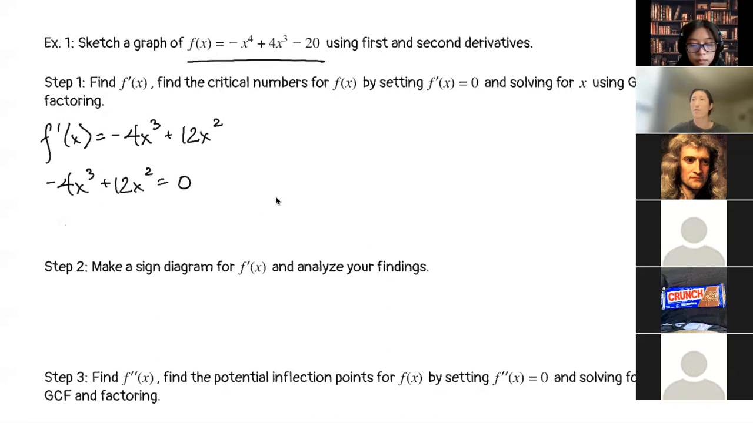I could factor out a 4x. We could do one better. What else can we factor out? 4x squared. Great. You can factor out a negative 4x squared, either way is fine. Let's go ahead and factor out that 4x squared. This will be negative x plus 3 equals 0.